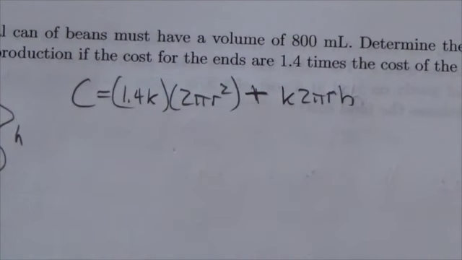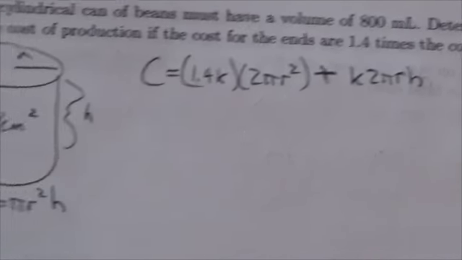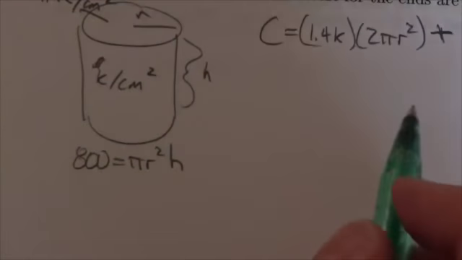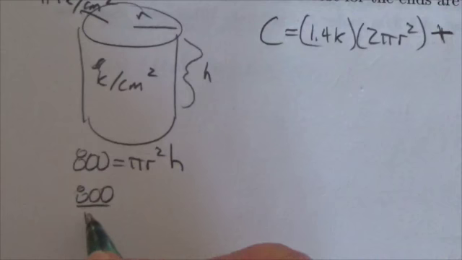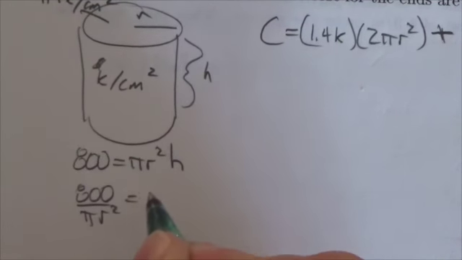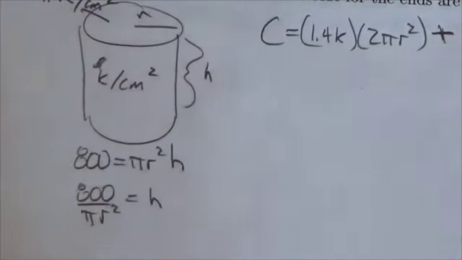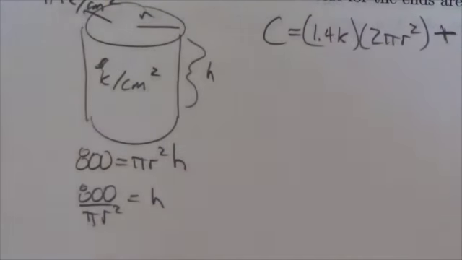I want to get rid of one of the variables here, but what makes this a little bit more difficult is, everybody, K is not a variable. K in this case would be a constant. So this really does look very similar to the previous question. I'm going to divide 800 by pi r squared to get h. That's what I'm going to substitute in.